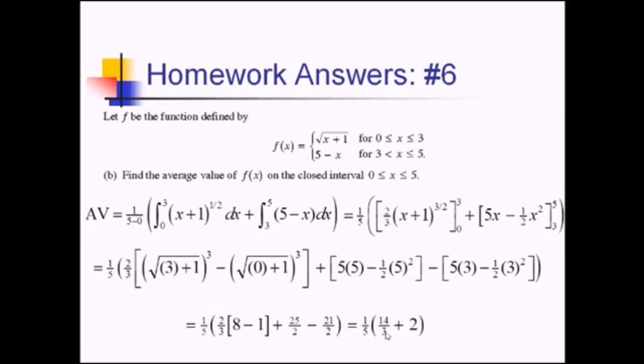This is really 14/3 plus 6/3, that's 20/3, and if I do 20/3 divided by 5, that's going to be 4/3 when all is said and done. Or you could have just stopped up here.